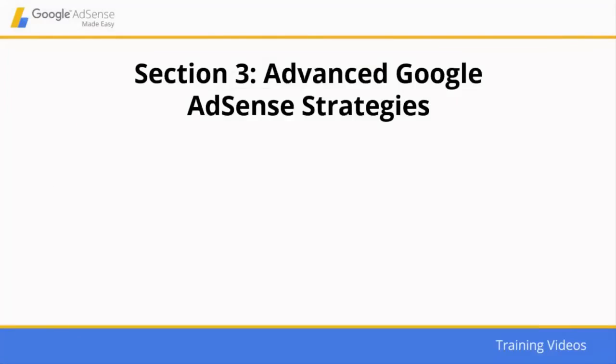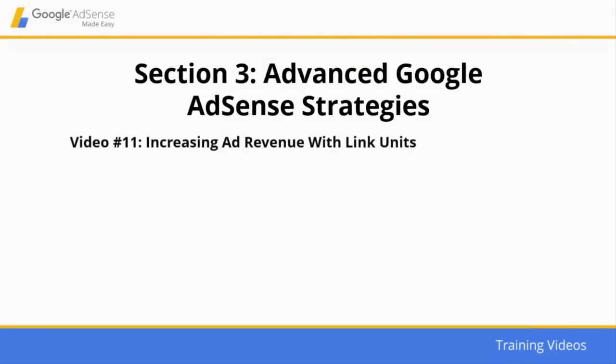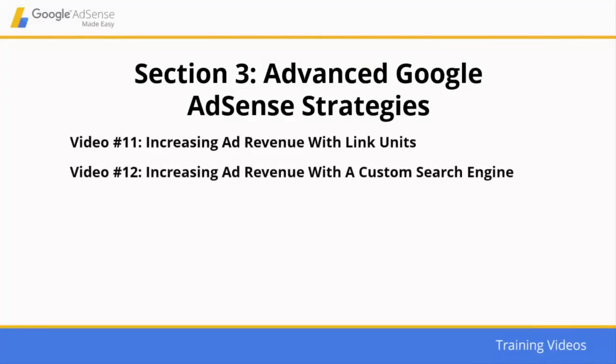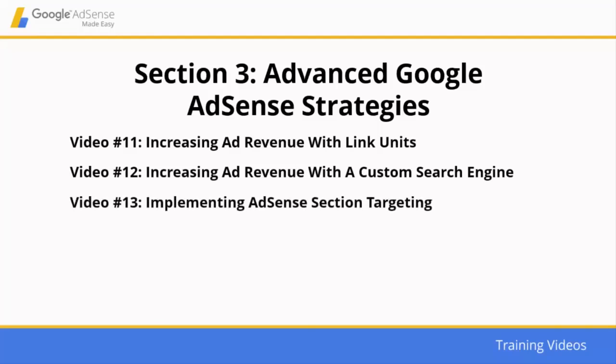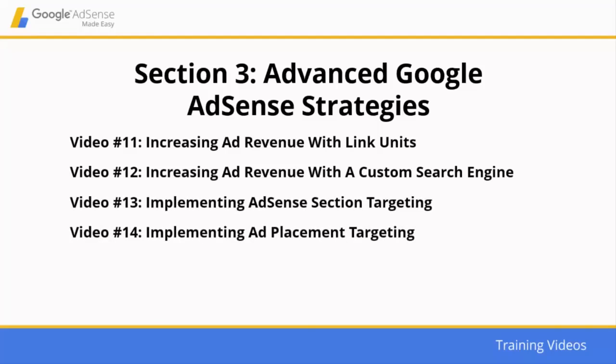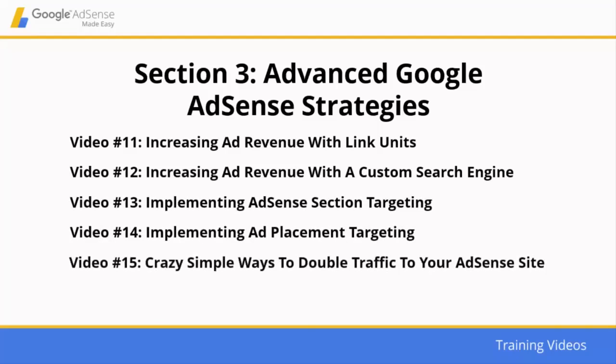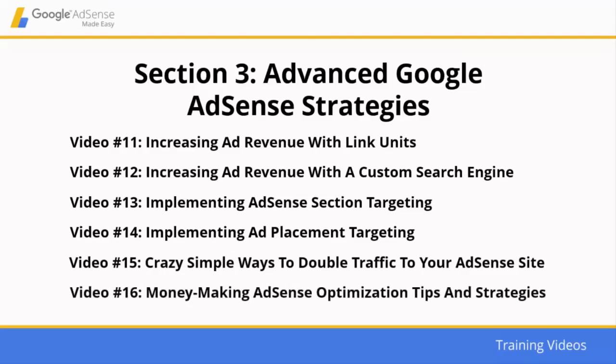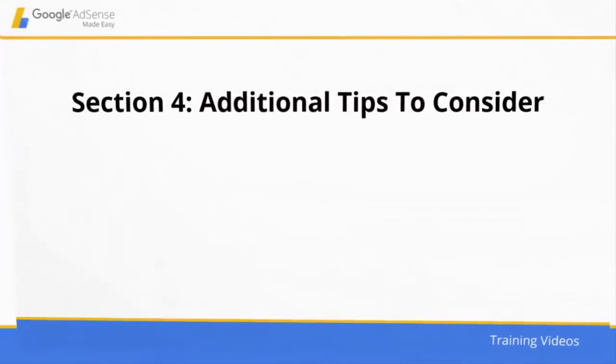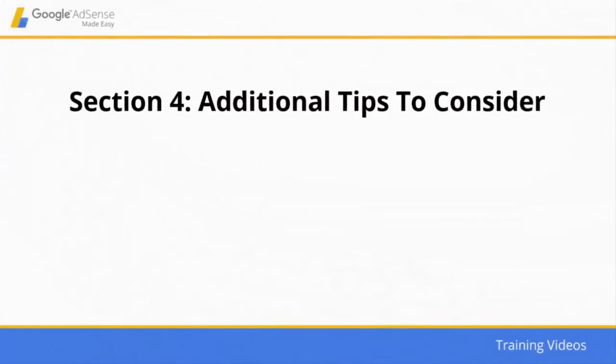In videos 11 through 16, we'll talk about increasing ad revenue with link units, increasing ad revenue with a custom search engine, implementing AdSense section targeting, implementing ad placement targeting, crazy simple ways to double traffic to your AdSense site, money-making AdSense optimization tips and strategies. Section 4. Additional tips to consider.